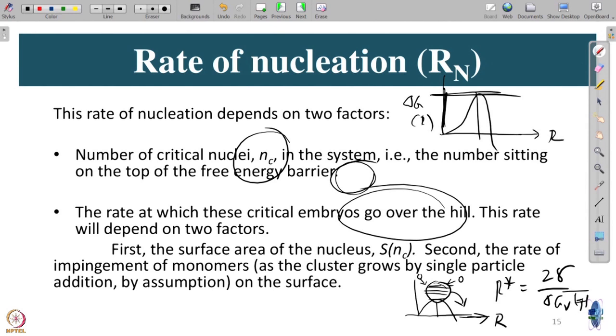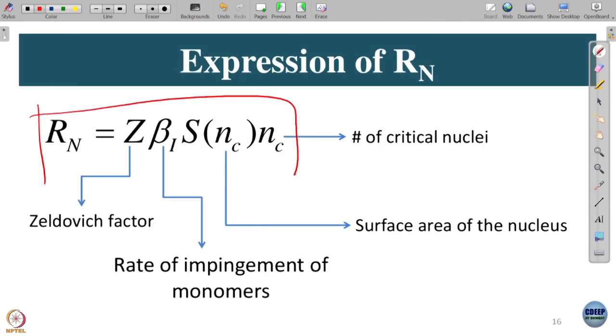Then the rate would be proportional to the rate of impingement, let me call it beta, I and S and C. Okay. So, this would be proportional to that, and then I need a rate to go over that, I call this Z. Then I can go now and write my expression. So, this is the probability of having a number of critical size nuclei, that is NC.